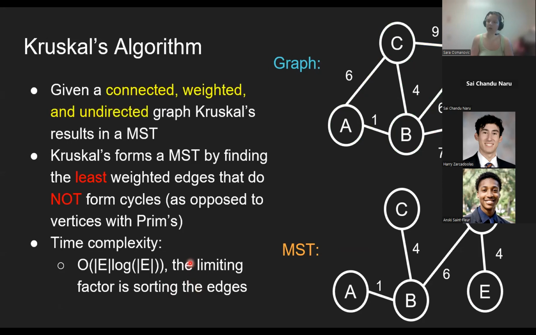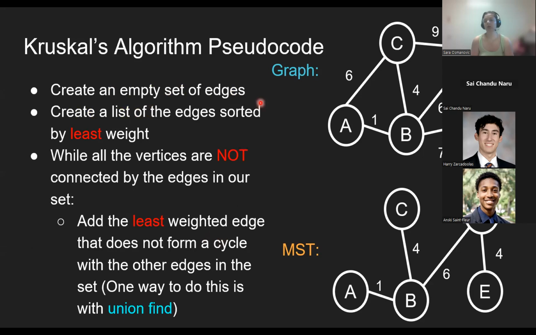So E log E, the limiting factor, or what slows down this algorithm, is the sorting of the edges. And yeah, so you'll see that here. The way Kruskal's algorithm works is that you need to work with an edge list, first of all. And the second is that you create an empty set of edges. Then you create a list of edges that is sorted by the least weight, hence why it's slower. And then while all the vertices are not connected by the edges in our set, you keep adding the least weighted edge that does not form a cycle. And one way to do this is the union find.